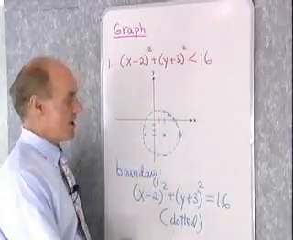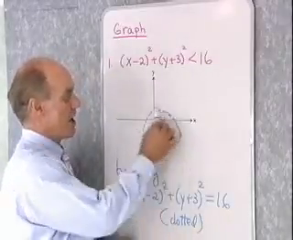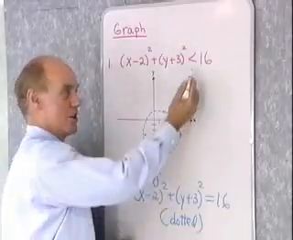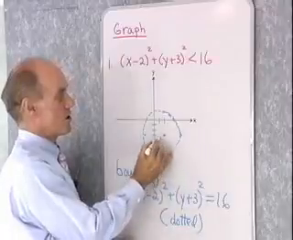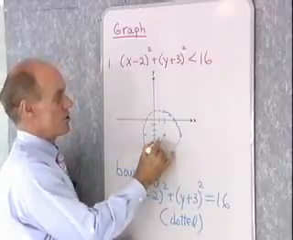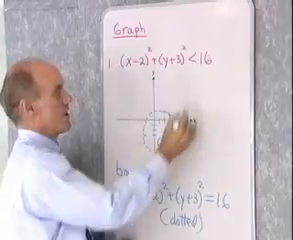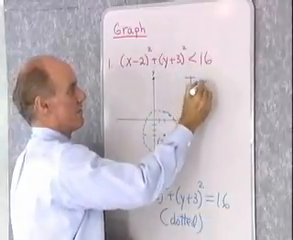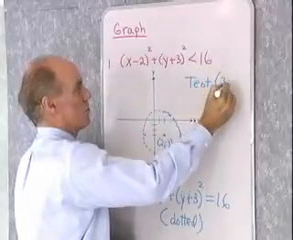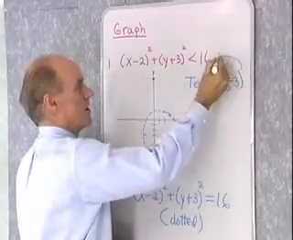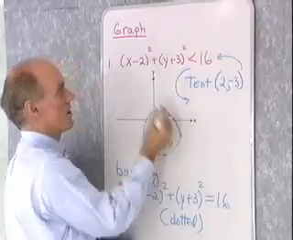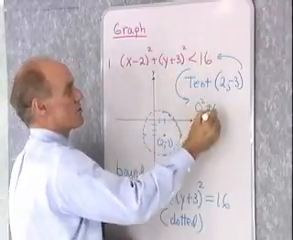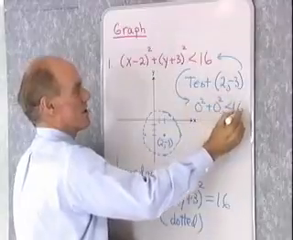Now what I need to do next is to check some point that's not on the boundary in the original inequality. Let's check the coordinates of this center, which is at (2, −3). So I'm going to test the point x equals 2, y equals negative 3 in my original inequality. When I do that, I get 0² + 0² < 16.